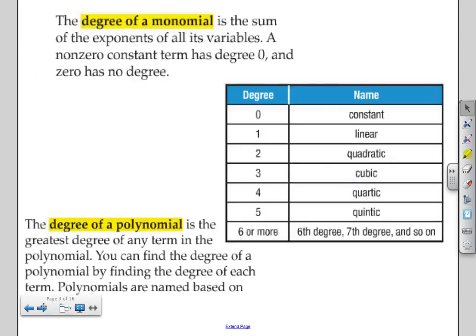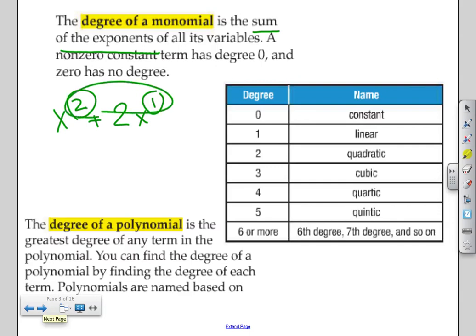The degree of a monomial is the sum of the exponents of all of its variables. So if the degree of a monomial is the sum of the exponents, okay? So if you had x squared plus y plus 2x, we'll see that there's an exponent here. We know there's an exponent there that we don't write, and we're going to be talking about the sum of those exponents. We'll talk about that more in a minute.